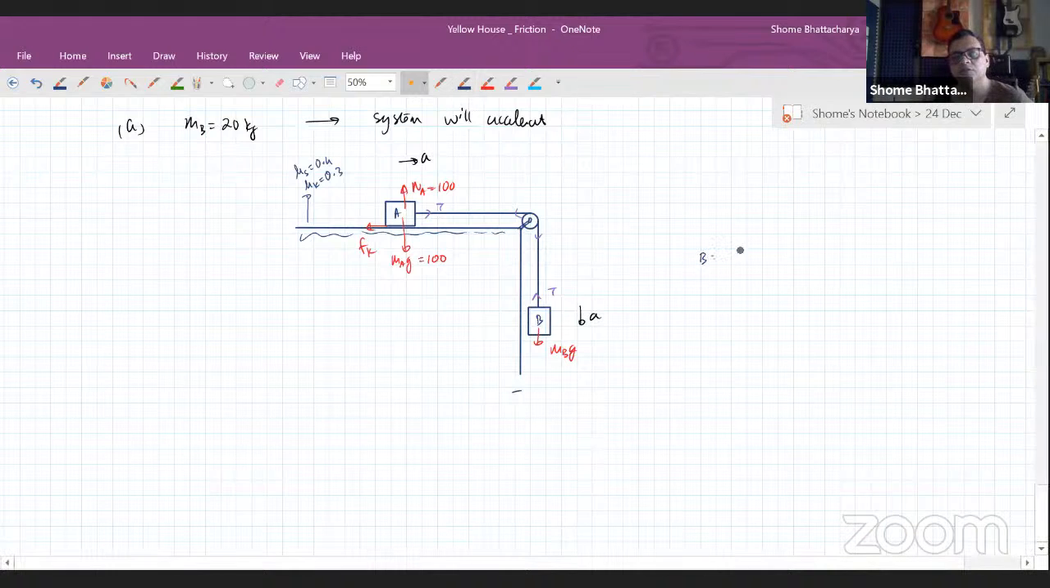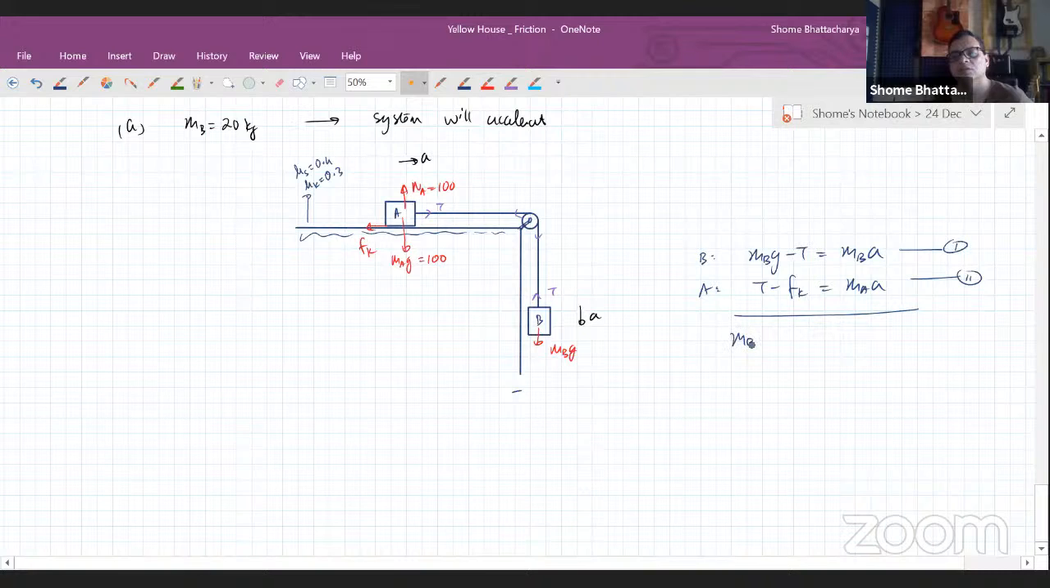So for B, we'll have the equation weight minus tension is equal to mass into acceleration. For A, we'll have the equation tension minus kinetic friction is mass into acceleration. Now add the two equations. So weight of B minus kinetic friction is sum of masses into acceleration. So acceleration becomes this minus mu k into normal reaction.